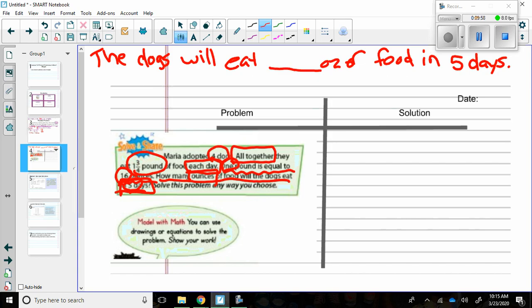So first step is write the equation. So my first equation is going to be 1 3/4 pounds is equal to how many ounces? Now remember, this is how much they eat each day, or one day. Second step is write what you know, what you know, what you know. We're lucky because this problem already told us what we need to know. We need to know that 1 pound equals 16 ounces.